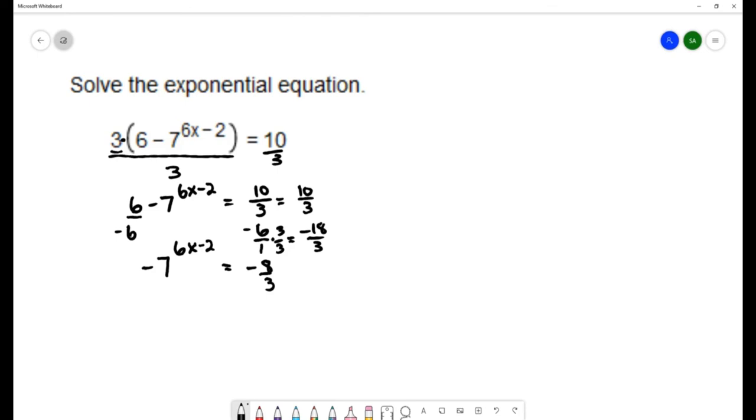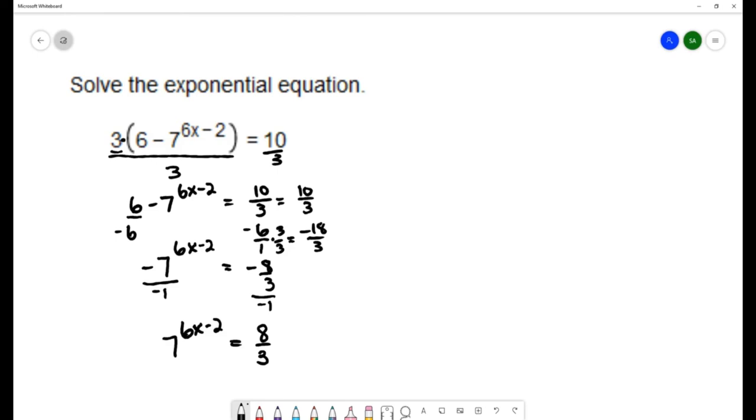I still want to isolate this exponential by getting rid of that negative, so I'm going to divide by negative 1 on both sides, and that gives 7 to the 6x minus 2 equals a positive 8/3. So now we have that exponential isolated, and we can think about using one of our methods, like making the bases the same. We can't do that here. Or we can convert it to a logarithm, or we can take the natural log of both sides. I'm going to take the log of both sides on this.